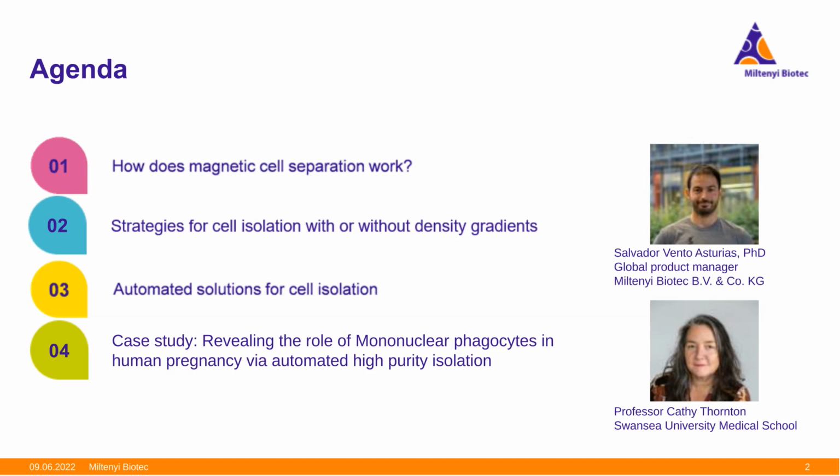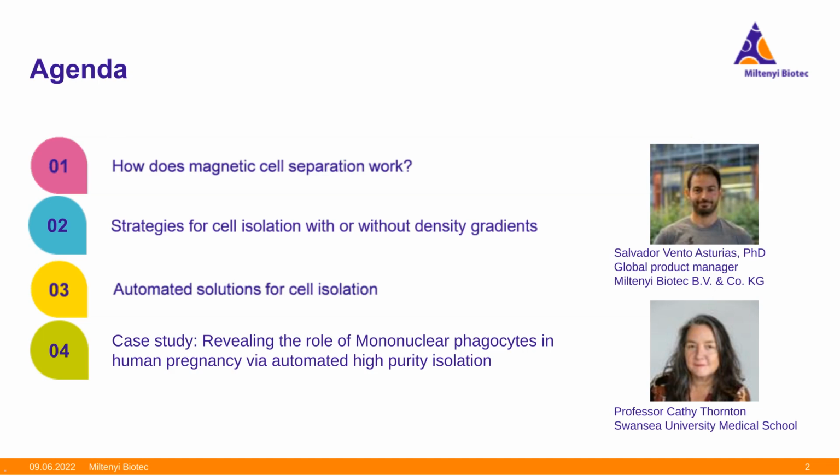And then we will see as well which are our automated solutions and why our reagents benefit a lot from these automated solutions to get these high purity cells that we all seek. Then Cathy will take over with a case study for today about the mononuclear phagocytes in human pregnancy, and she will really show how these high purity isolations helped her to enable these studies about mononuclear phagocytes.